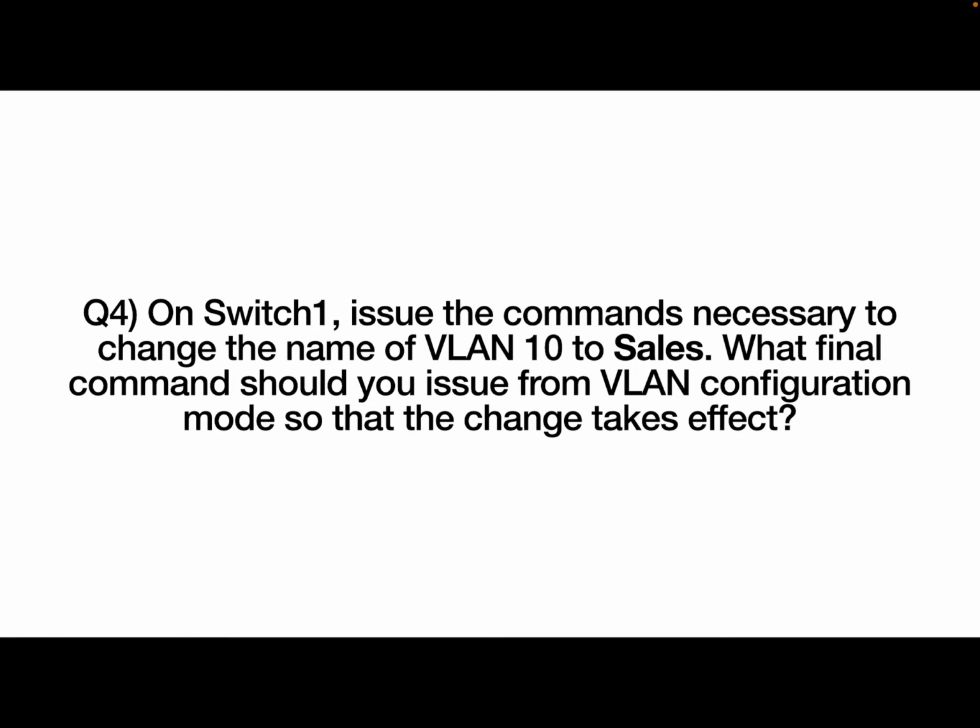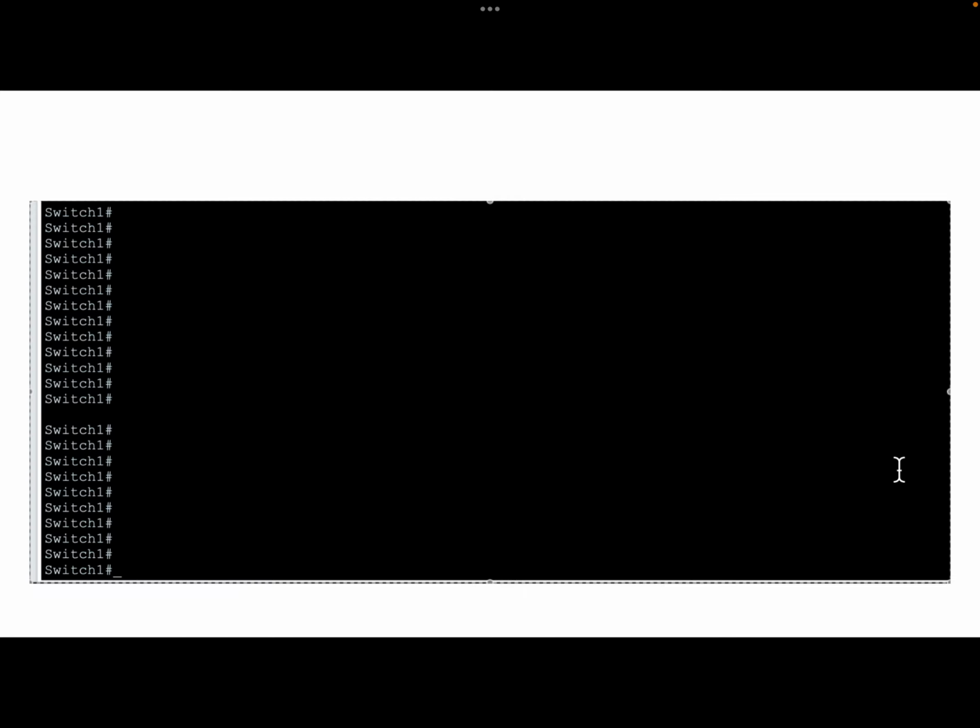Now, what final command should you use from VLAN configuration mode so that change takes effect? Well, if we go into switch 1, and we go into global configuration mode, so configure terminal, and now in global configuration mode, type in VLAN 10 name sales. This is one way you can do it. There's another way, which is very, very similar.